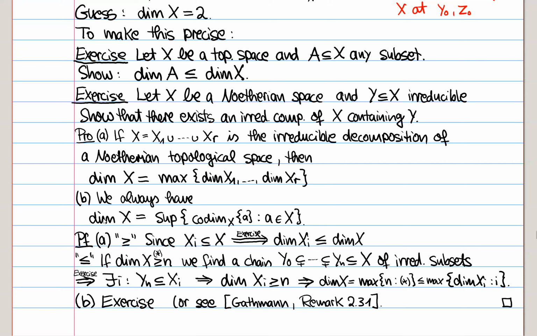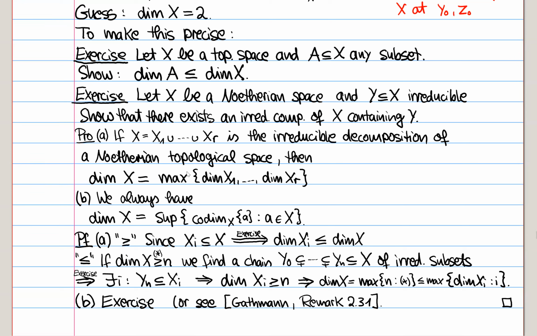And then for part D, I give this as an exercise because the proof is very, very similar. It's exactly the same ideas, and you can see it as an exercise. And if you don't want to do the exercise, you can also look at Gutmann's notes, because this is explained in this remark here.